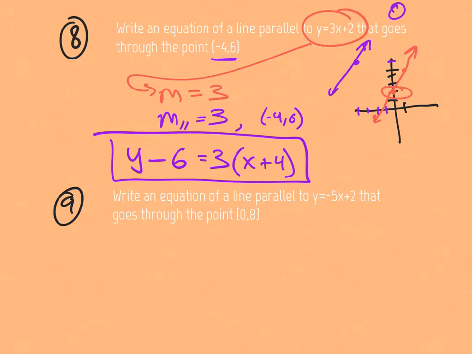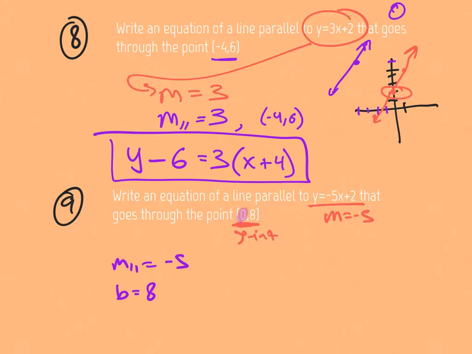Okay, now in number 9 here, this is a y-intercept, 0, 8. If we look at that point, that's a y-intercept, which is nice because now I can use slope-intercept form. Write an equation of the line parallel to y equals negative 5x plus 2 that goes through the point 0, 8. Okay, well in this case, my m, my original slope, is negative 5, which means my parallel slope is also negative 5. And in this case, I know that b is 8. My y-intercept is 8. And that's all because this x-coordinate is 0. I know that's a y-intercept.